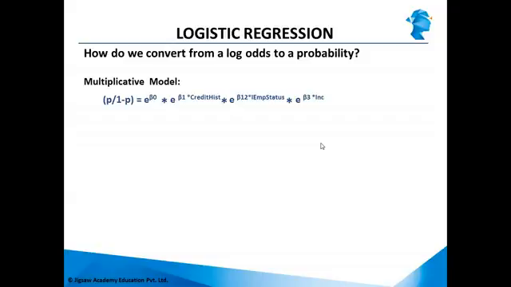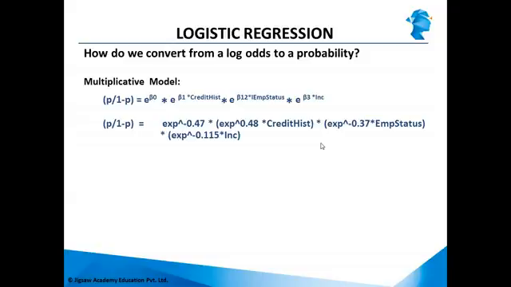So then I will get p over 1 minus p equals exponent of beta 0 times exponent of beta 1 times credit history, and so on. Notice here that I've gone from an additive model to a multiplicative model. Instead of beta 0 plus beta 1 plus beta 2, I now have e to the power beta 0 times e to the power beta 1, and that is because I have taken the exponent on both sides. If you take the exponent of an additive function, you will get a multiplication.